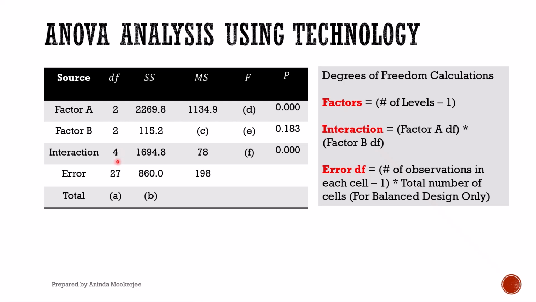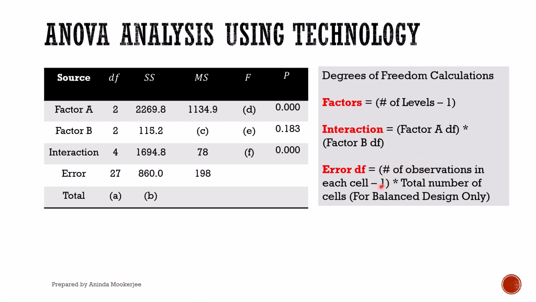All right. Now the error DF is 27 here. How did they come up with this number? The formula to find the error DF is the number of observations in each cell minus 1. So within each cell, how many observations were captured? From that, you have to subtract 1.